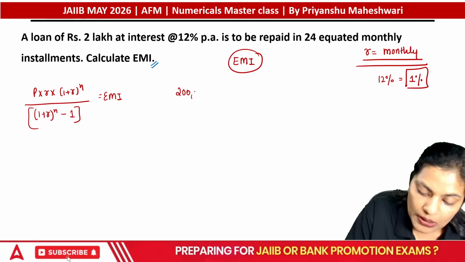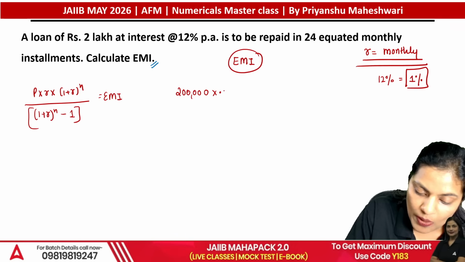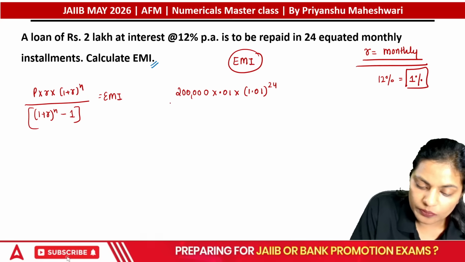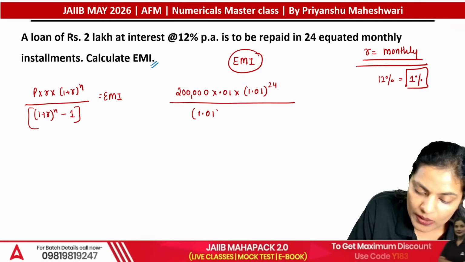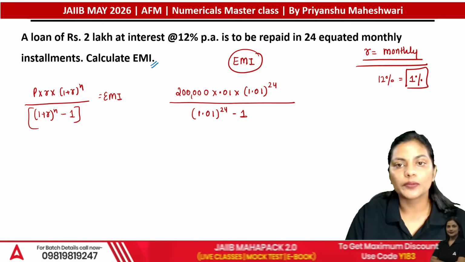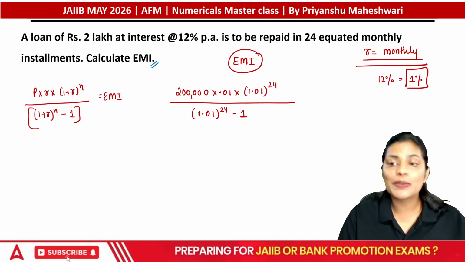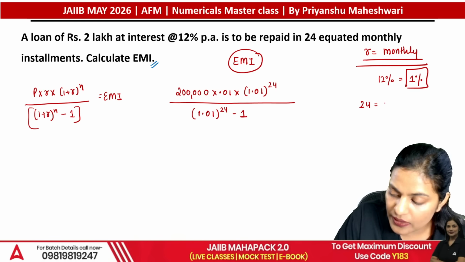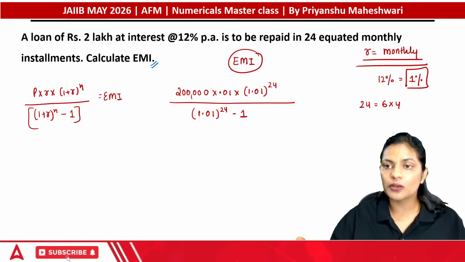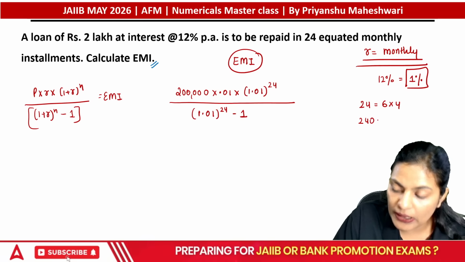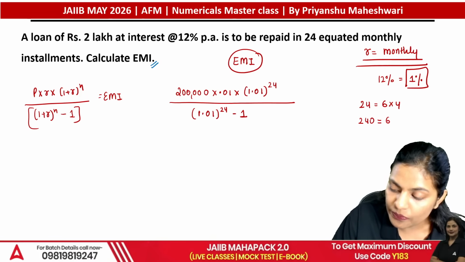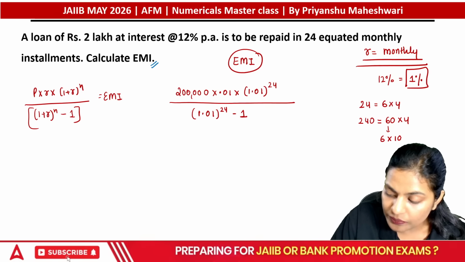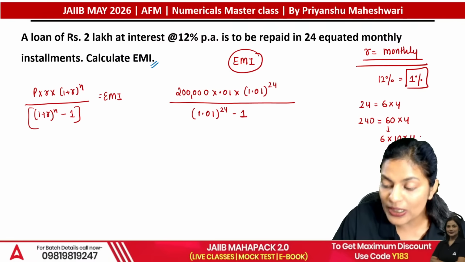Now, 2 lakh into 0.01 into 1.01 power 24, upon 1.01 power 24 minus 1. Now, the biggest problem is how to solve such a complex part. This is the easiest part. See, you can break 24 into factors. I am doing it 6 into 4. 6 4s are 24, right? Now, instead of this, if it was 240, correct? How will we do 240? 60 into 4 is 240. Then what is 12? 6 into 10 could be 12, it could be 60. So, you need to break it like that.